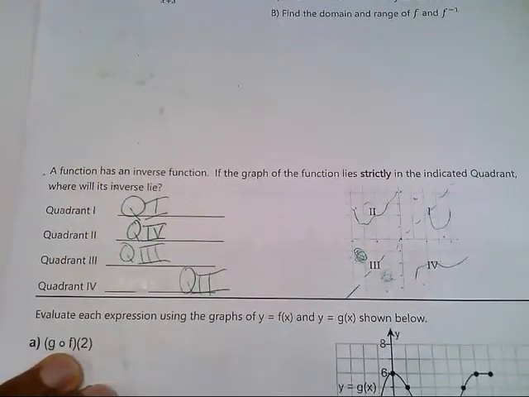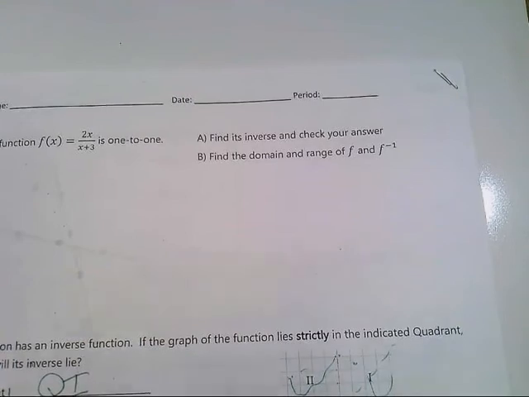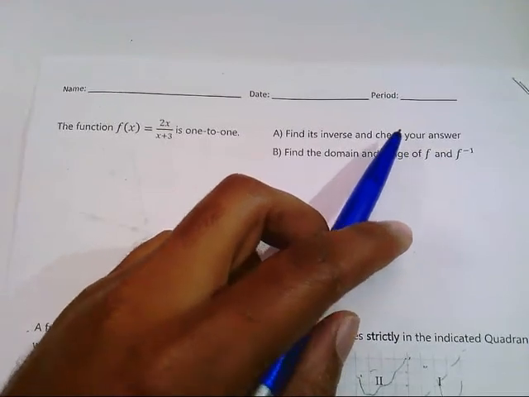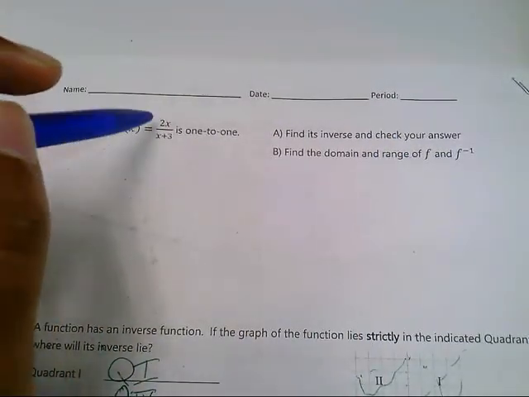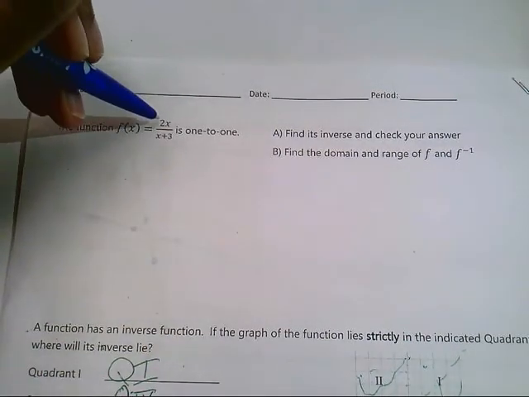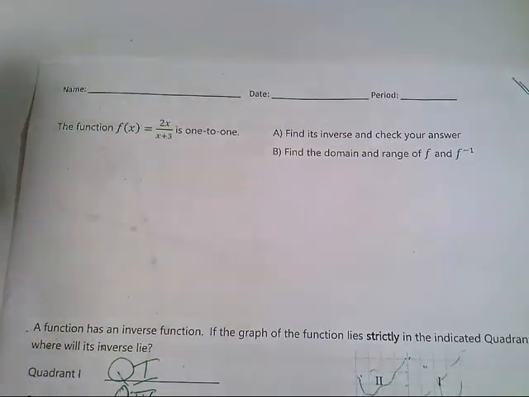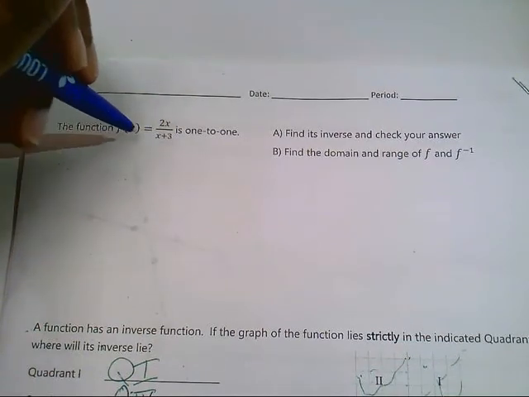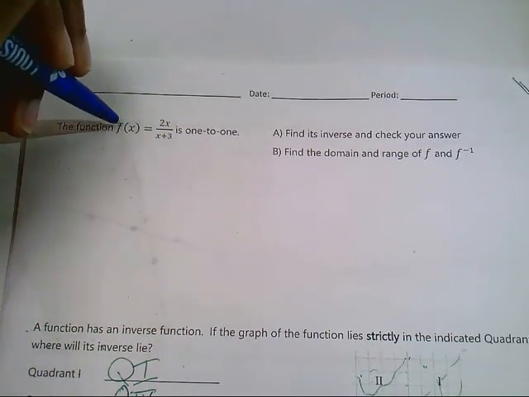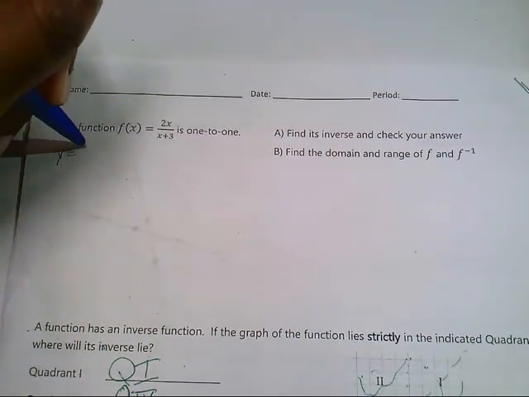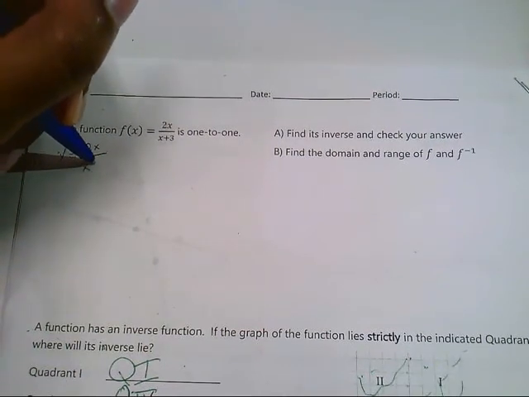Going back to page 6, they tell us that we have a function that is one-to-one. We need to find the inverse of this function, and we're going to check our answer, which means that if you plug the inverse function into the original function, we should end up getting x as our end result. So we have 2x over x plus 3, and we need to find the inverse. So to find the inverse of a function, you switch the x and the y. So for our original function, we have y equals 2x over x plus 3.